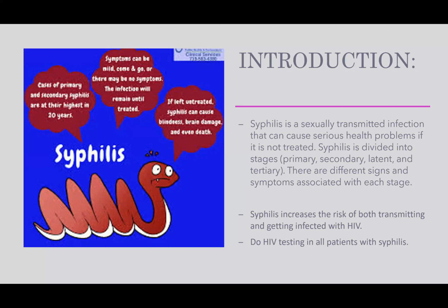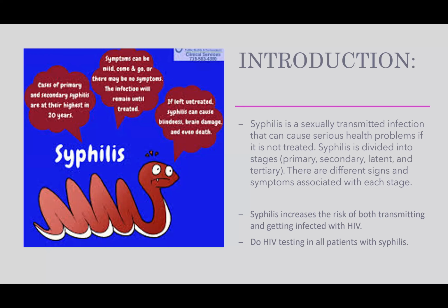Introduction. Syphilis is a sexually transmitted infection that can cause serious health problems if it is not treated. Syphilis is divided into stages: primary, secondary, latent, and tertiary. There are different signs and symptoms associated with each stage. Syphilis increases the risk of both transmitting and getting infected with HIV. Do HIV testing in all patients with syphilis.